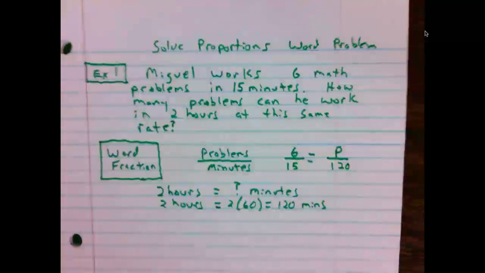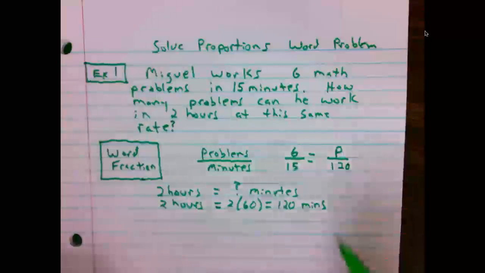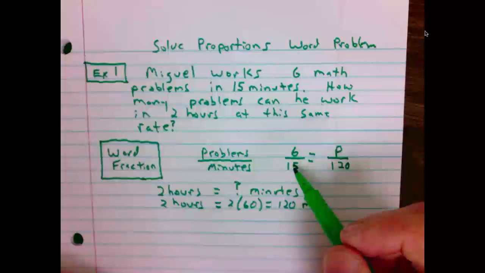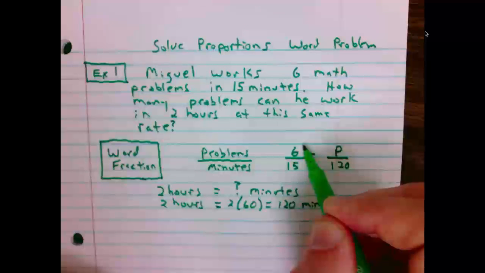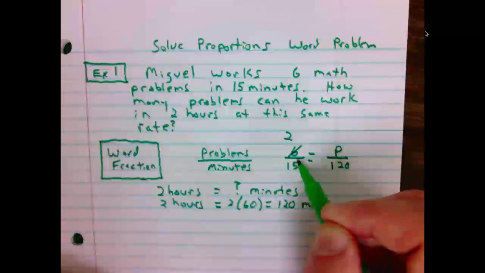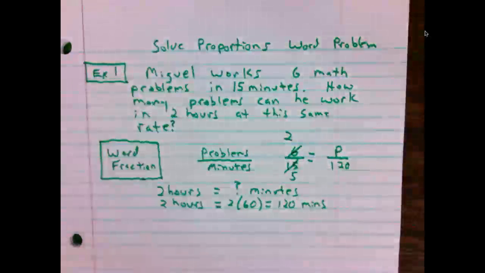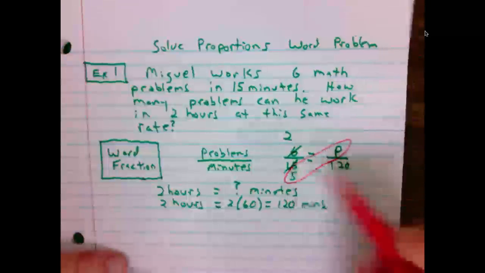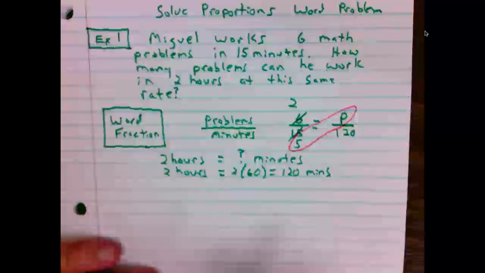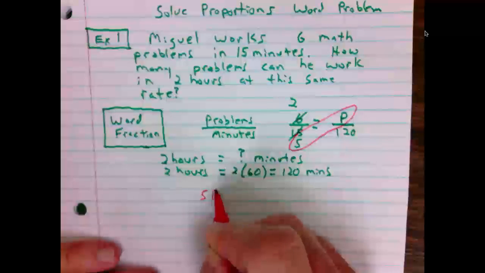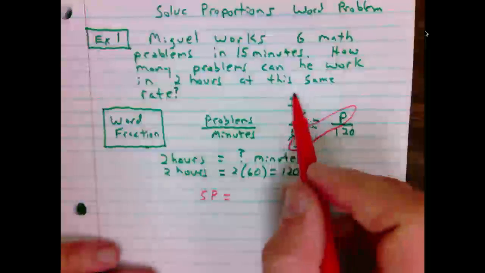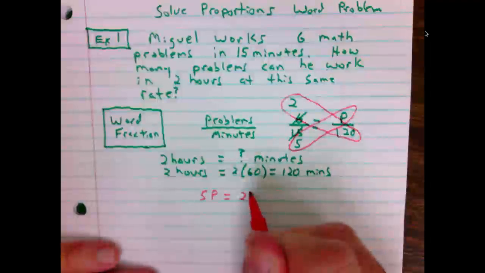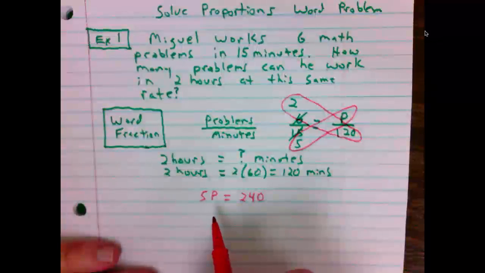If Miguel works 6 problems in 15 minutes, we want to know how many problems he works in 120 minutes. Well, at this time, we can cross multiply. But before we cross multiply, we can look to see if we can do any cancelization. 6 and 15, 3 goes into both of those numbers. 3 goes into 6 twice. 3 into 15 5 times. This may help our division later on. So 5 times P is 5P. 2 times 120 is 240. We have 5P equals 240.